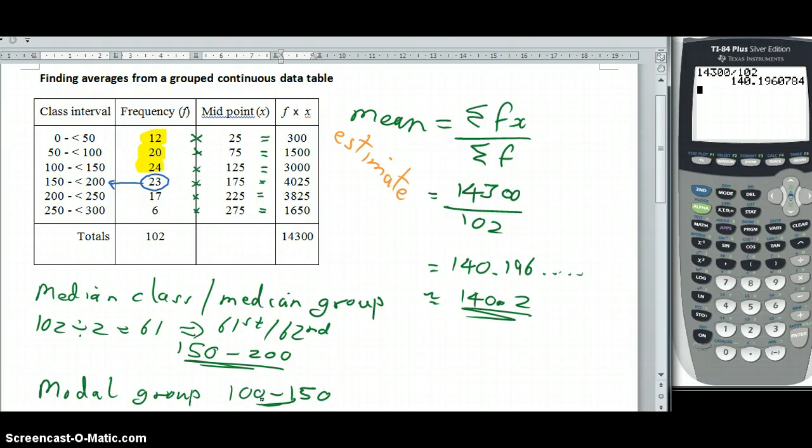So we have three averages. We have the mean at 140.2, we have the median, which is 150 to 200, and we have the mode as 100 to 150. Okay, the range has no meaning here. We don't know that the lowest is 0 and the highest is 300. We don't know what the people actually scored in this group and this final group here. So we just say the range has no meaning, really. Okay, that's it.